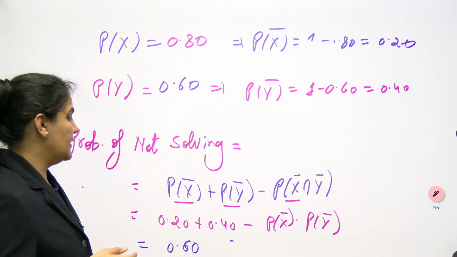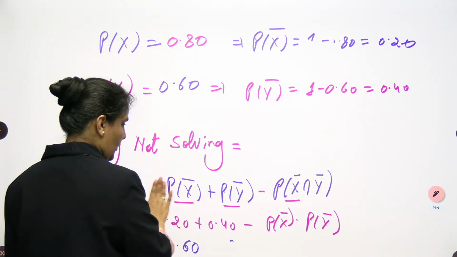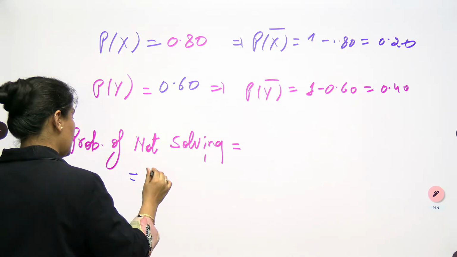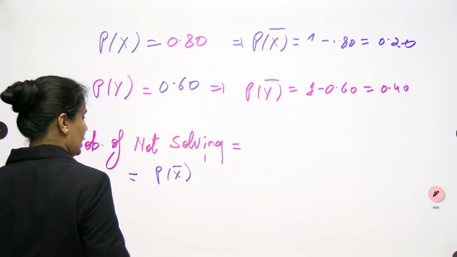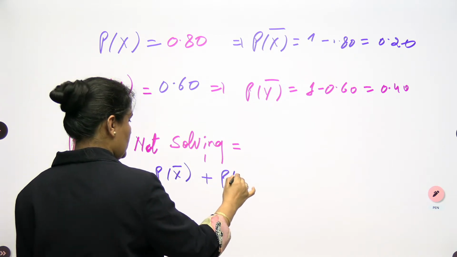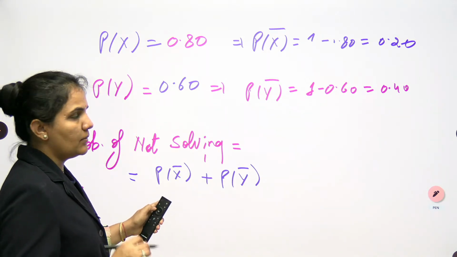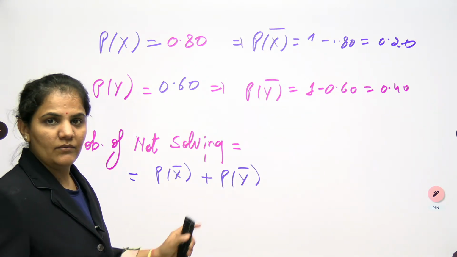I don't know what you are writing. Okay, so we can understand this point. Let me write down again, so I can go with this one. This is the probability of x bar, when it is not solved by A. Suppose it is not solved by B also. My problem will not be solved by A, my problem will not be solved by B.